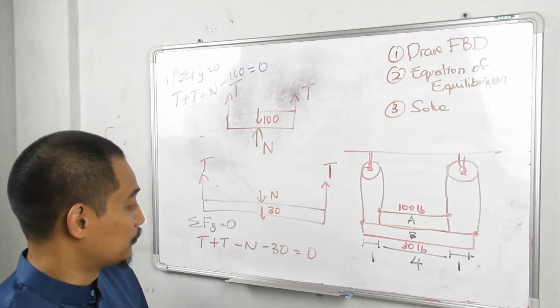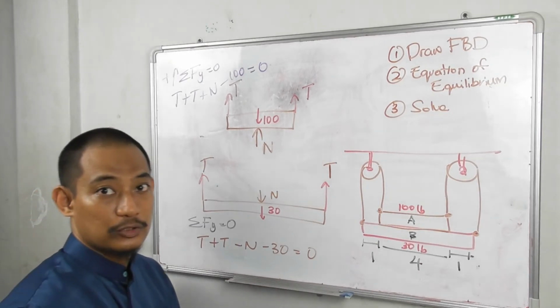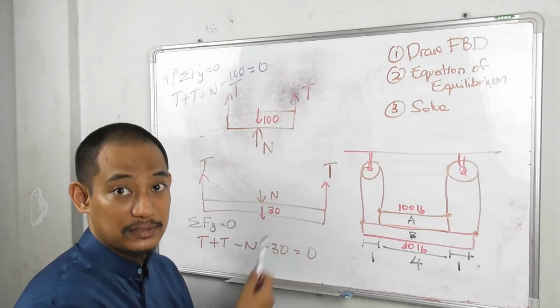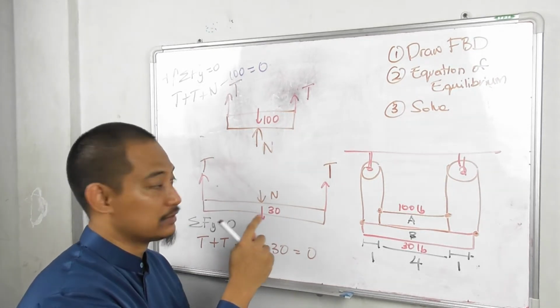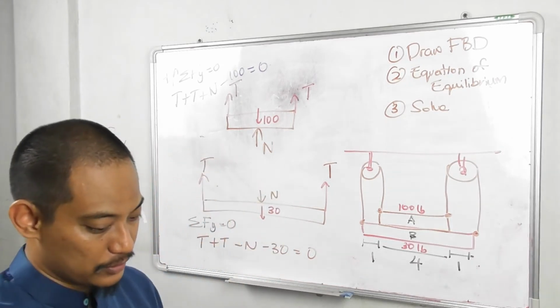So I believe you know how to solve simultaneous equations. You have T and N here, T and N here, two equations, two unknowns, you can solve simultaneously to get what is N and what is T. And the question asks for the normal reaction, so the answer should be N, right? So I hope that answered that question. So that's question number 2.